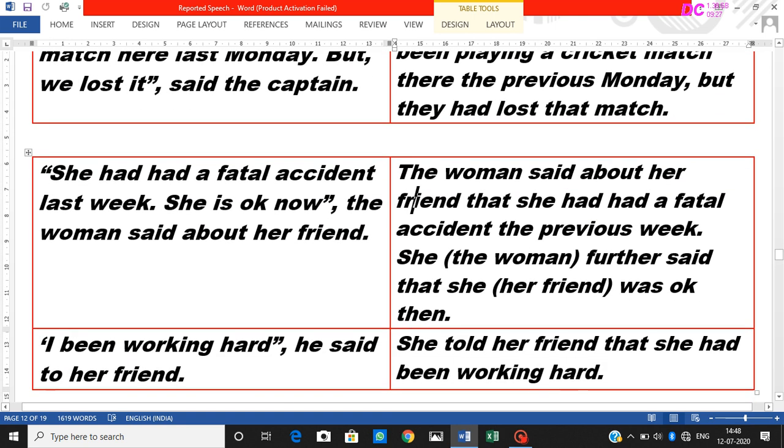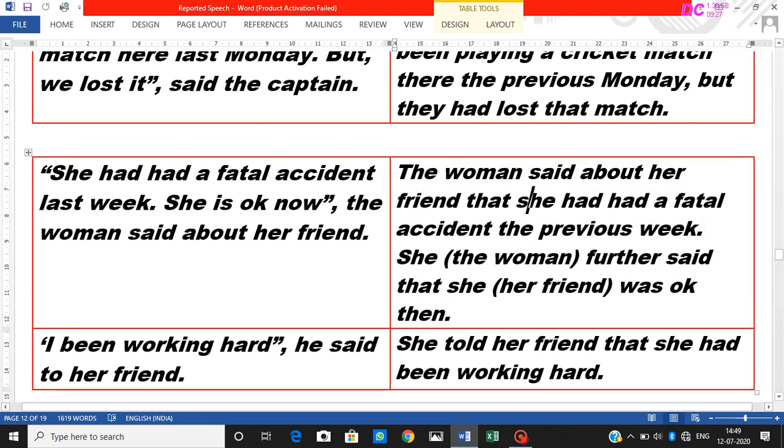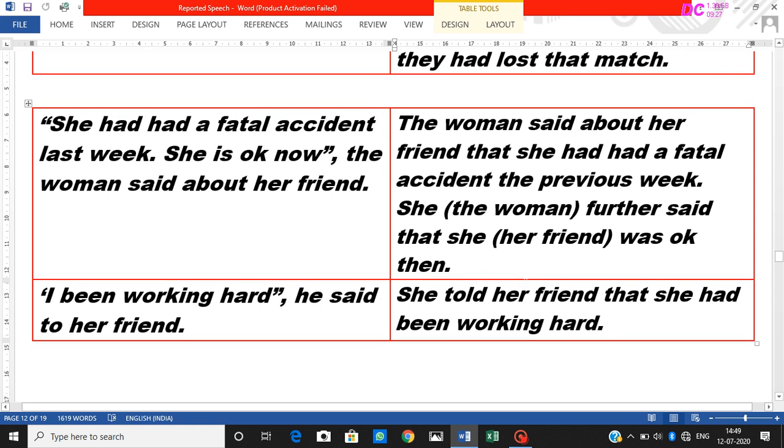Another example: "She had a fatal accident last week. She is okay now," the woman said about her friend. The woman said about her friend that she had had a fatal accident the previous week. "Had had" means this is the past perfect tense, so past perfect remains unchanged here. "She is okay now": "is okay" is present simple, and we changed it to "was". The woman further said that her friend was okay then.